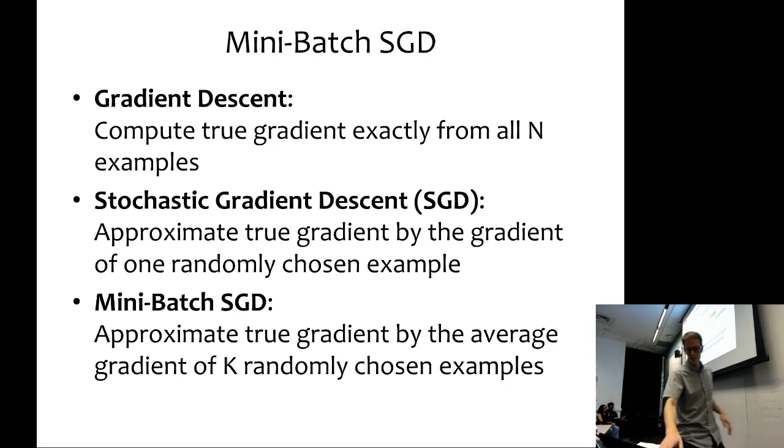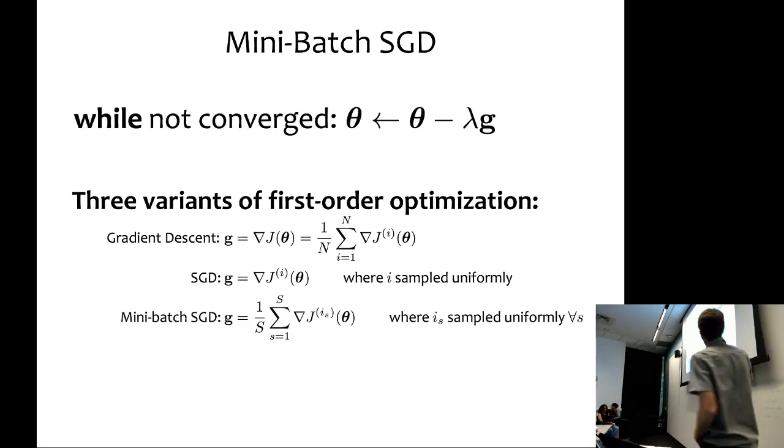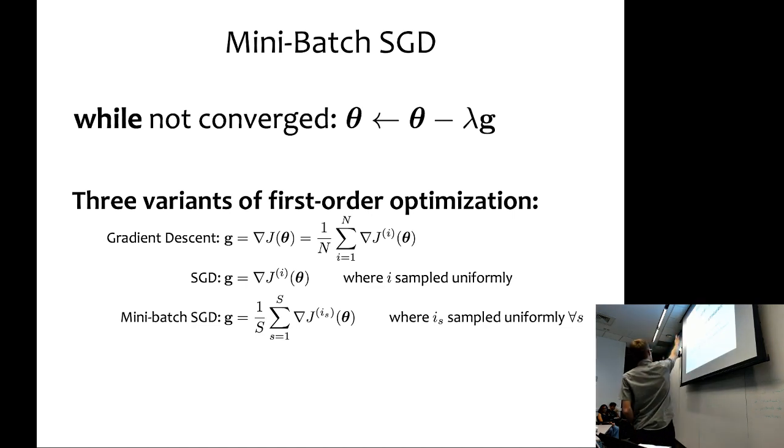So mathematically, we can think of all of these as being of the same general form. This is another meta-algorithm, right? So the meta-algorithm is, while not converged, update theta to be theta minus some step size lambda times g. And the question then for the meta-algorithm is, well, what is g? For gradient descent, g is just the average gradient over all the examples. For SGD, it's the gradient of one example. And for mini-batch SGD, it's the gradient of, say, S training examples randomly chosen.